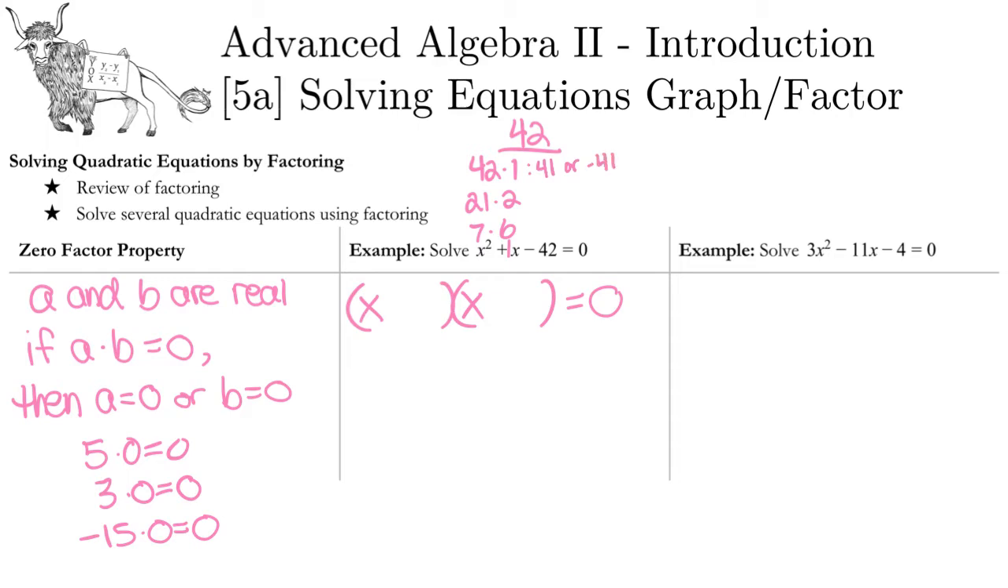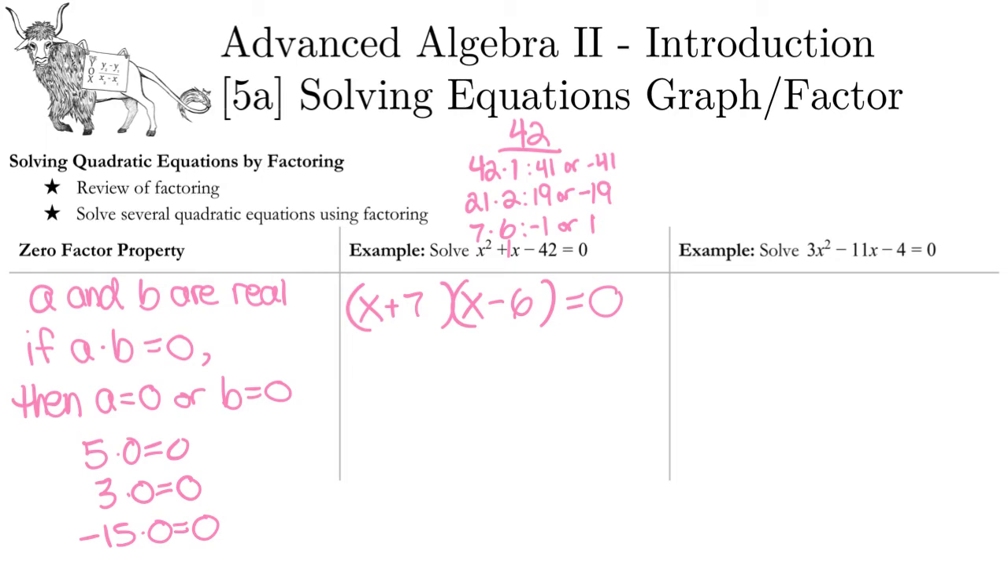Let's try 21 and 2. If 21 is positive and 2 is negative, then we get negative 42, but then we get 19. And if 21 is negative and 2 is positive, then we get negative 19. Okay, it doesn't work. And we're left with 7 and 6. If we let 7 be negative and 6 be positive, we get negative 42, but we get a negative 1. But if we let 7 be positive and 6 be negative, we still get negative 42, and we have a positive 1. Phew! So we have x plus 7 times x minus 6 is equal to 0.